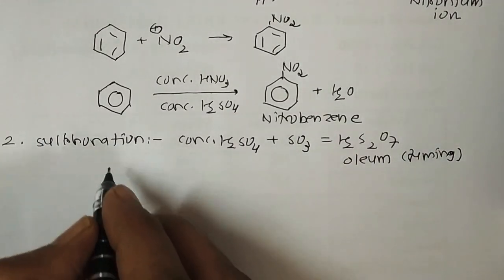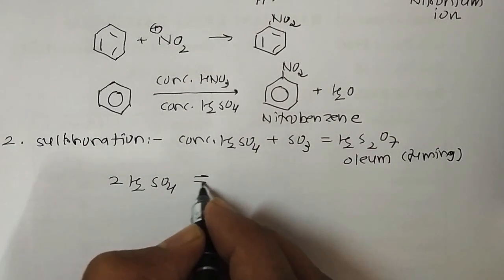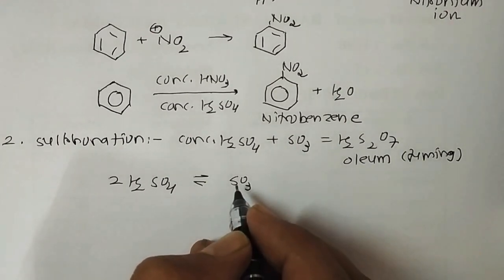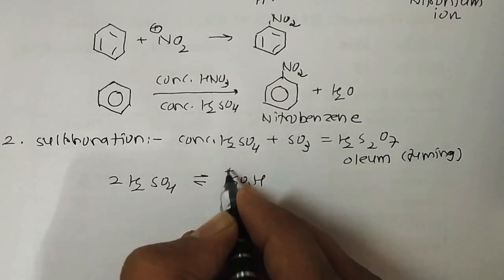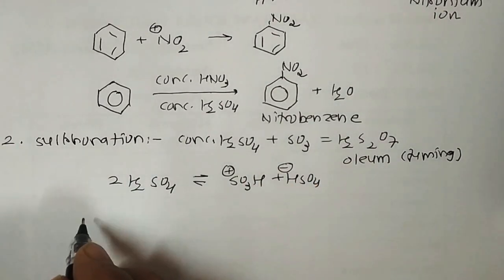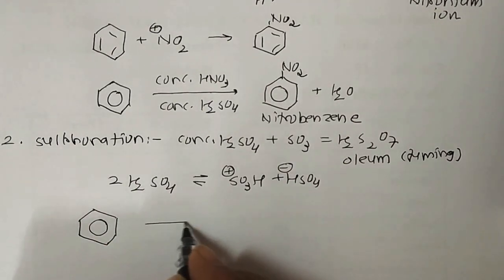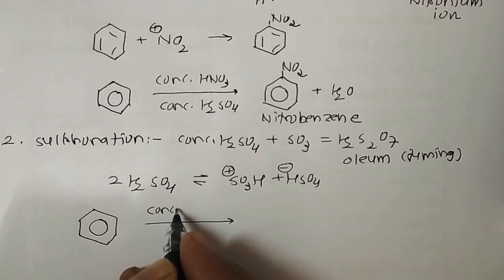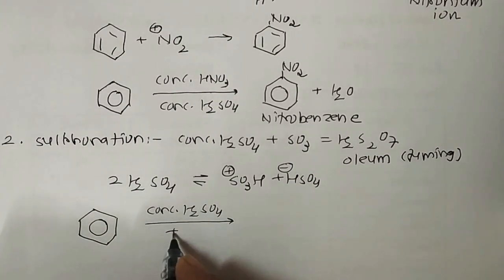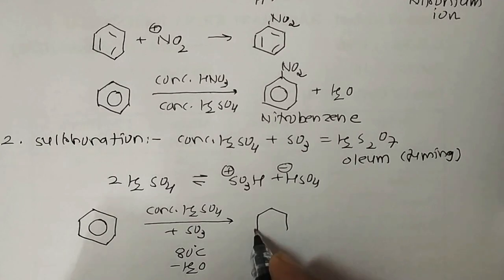So what's the first step that we have to understand? First, 2 moles of H2SO4 react in such a manner that they form SO3H plus and HSO4 minus. Now this SO3H plus attacks the benzene. So in a nutshell, we react concentrated H2SO4 plus SO3, right? Near about 80 degrees centigrade temperature is required. A water molecule is released if we take 2 moles of H2SO4. So we get a product like that.